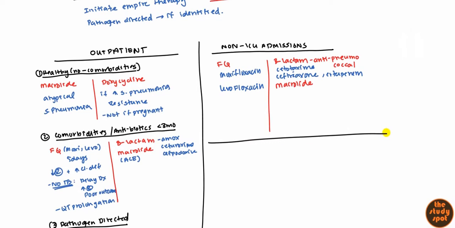So again, non-ICU admissions, just to make it easy to remember, is the same as the comorbidities. Okay, except actually, sorry, there is one difference. In the beta-lactam, you're using the penicillins there, but here you're going to be using cephalosporins, more the third generation. So that's something to keep in mind.